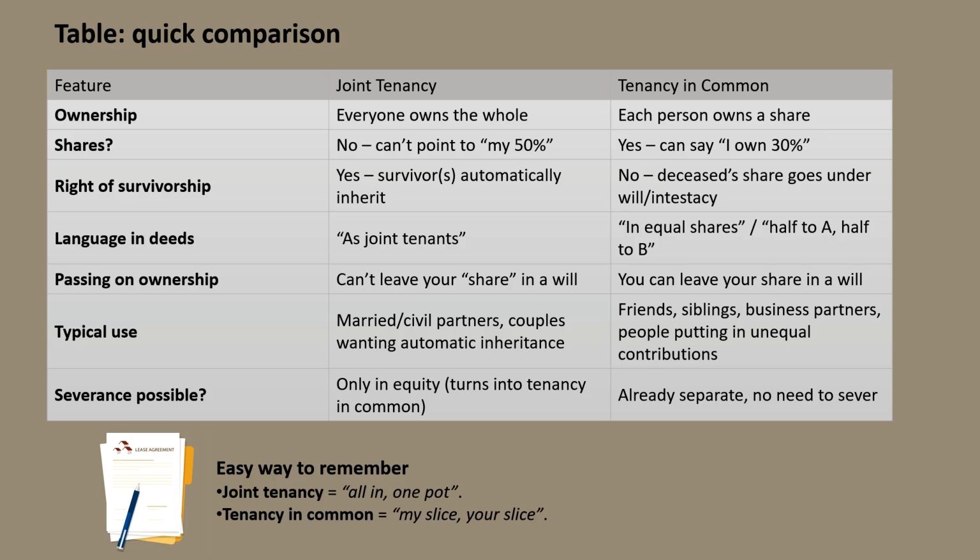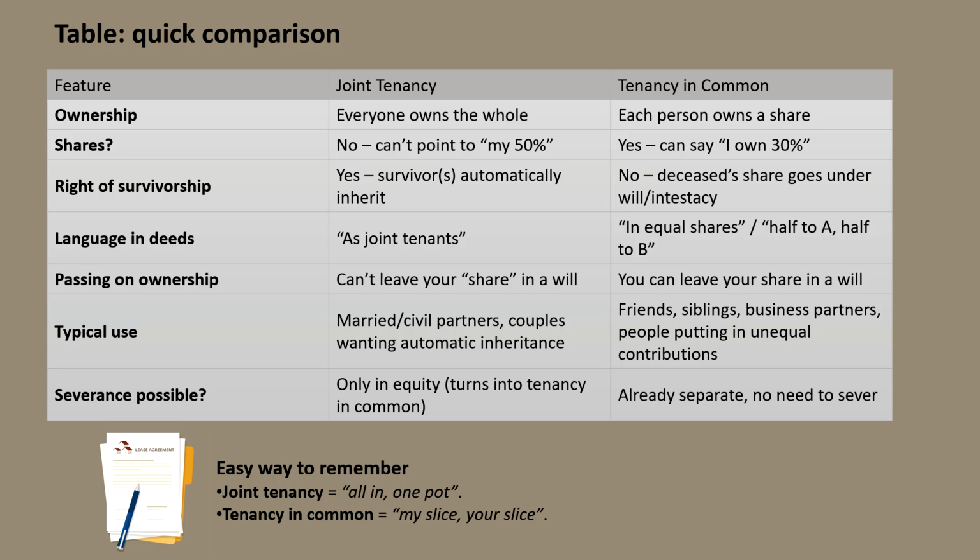The typical users and examples will be married or civil partners, couples, those kinds of people who think we want to own this together as a unit, and if one of us dies, we absolutely want the other one to have the ownership. Okay, so that is a really typical use for joint tenancies. Now contrast this with tenancy in common, where there are distinct slices and each person owns a specific share. So maybe it's 20%, 30%, 50%, whatever.